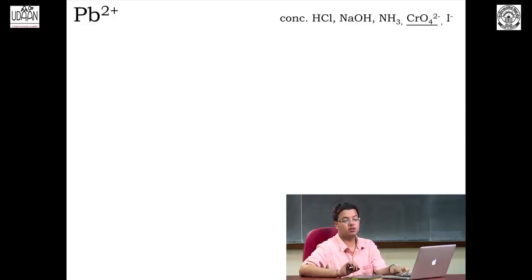This order is particularly important for two reasons. Firstly, the group reagents of later groups may have the potential of giving precipitates with any of the cations of previous groups.